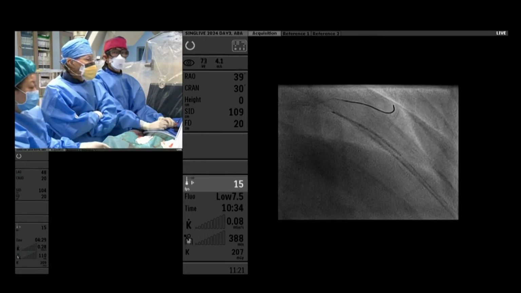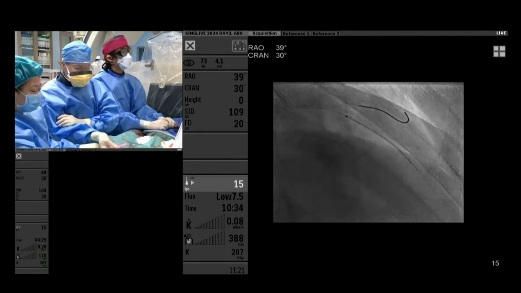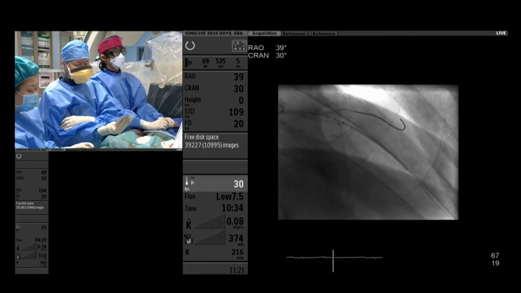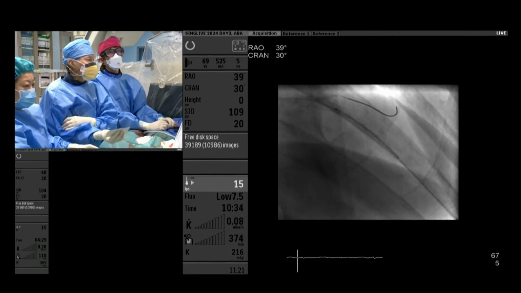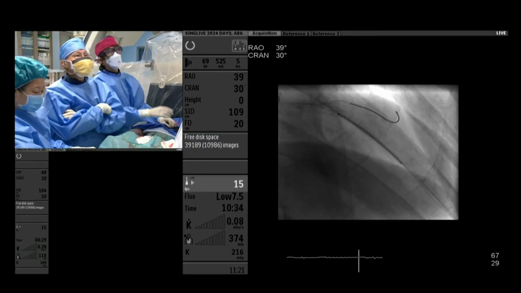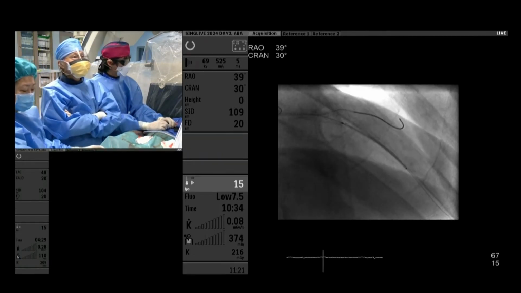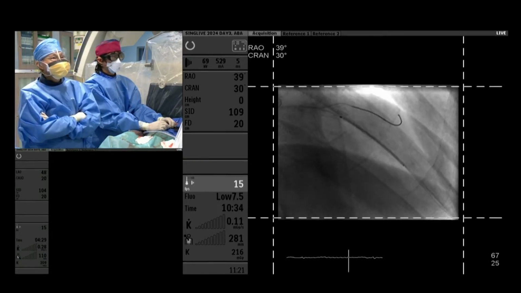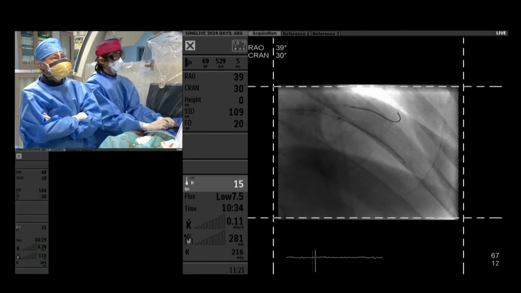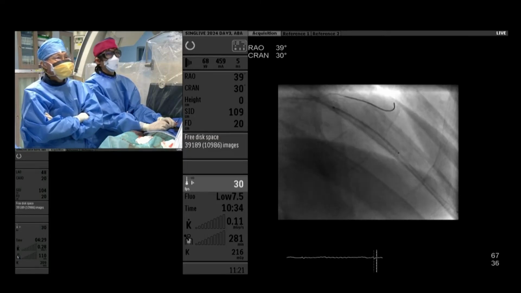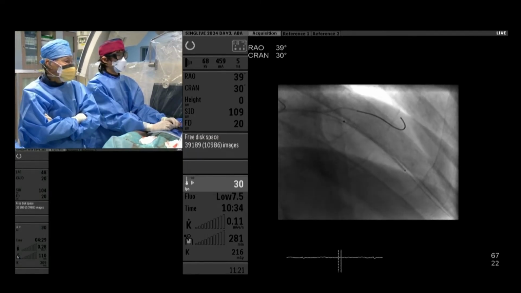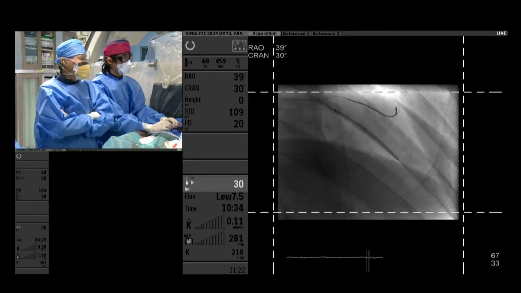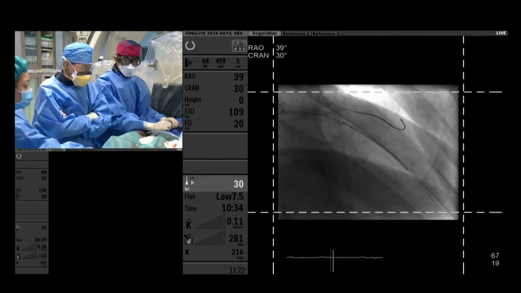Okay, so this one is a BioFreedom Ultra 2.5 by 29. Great. So you can see that we are using the stent boost to help us precisely position the stent without any need for contrast. That's why I said the previous stent is a great help for us in this case. So I think we are quite okay to go ahead to start the deployment.